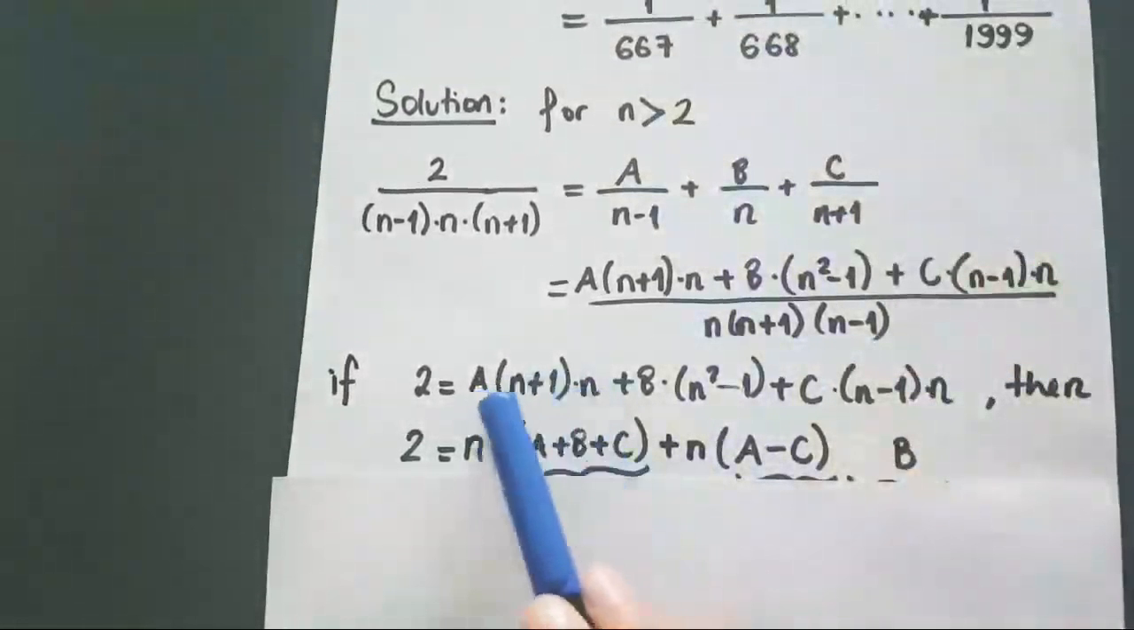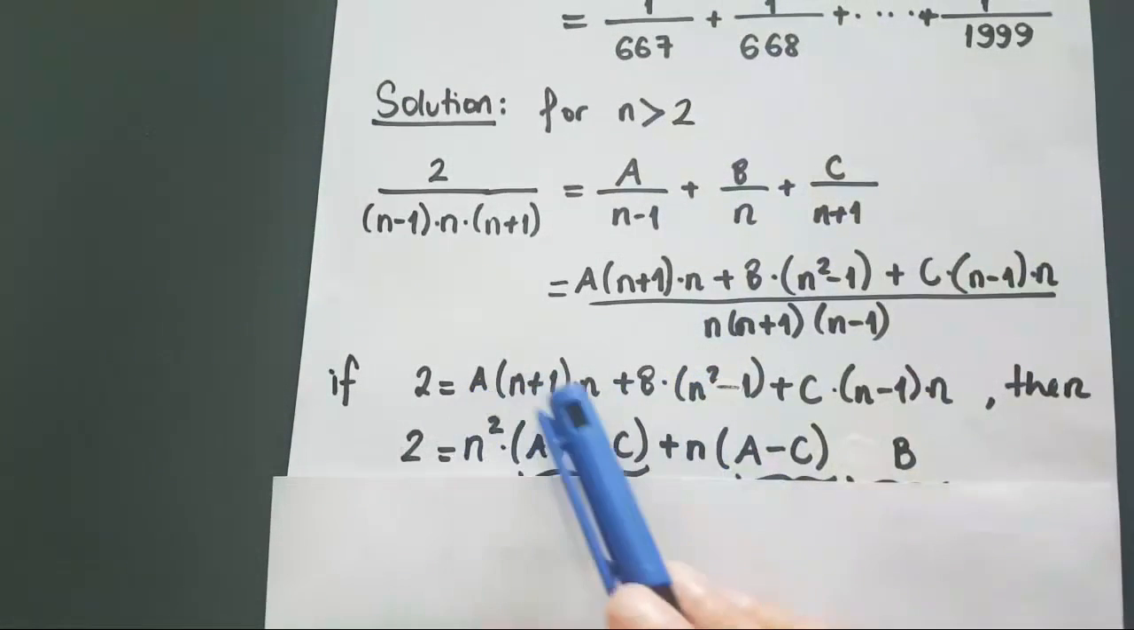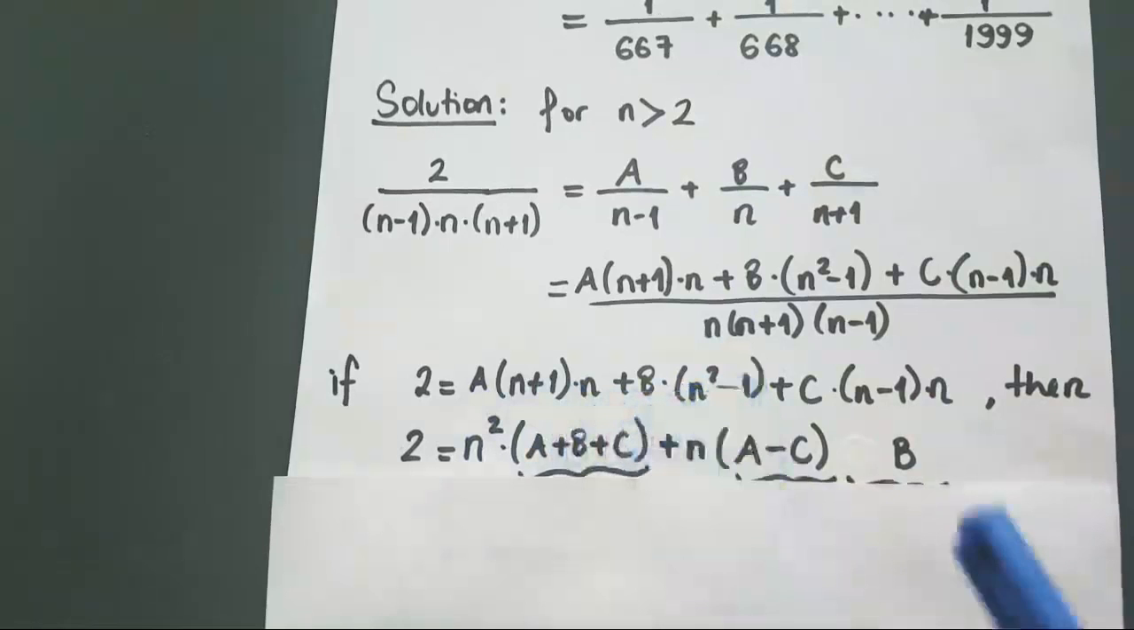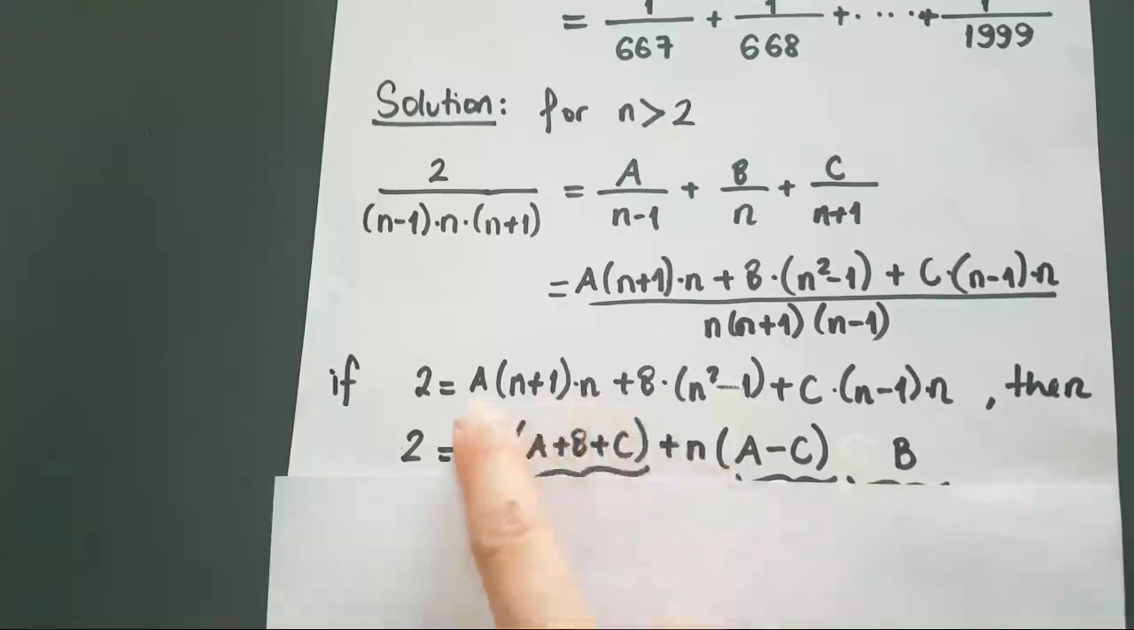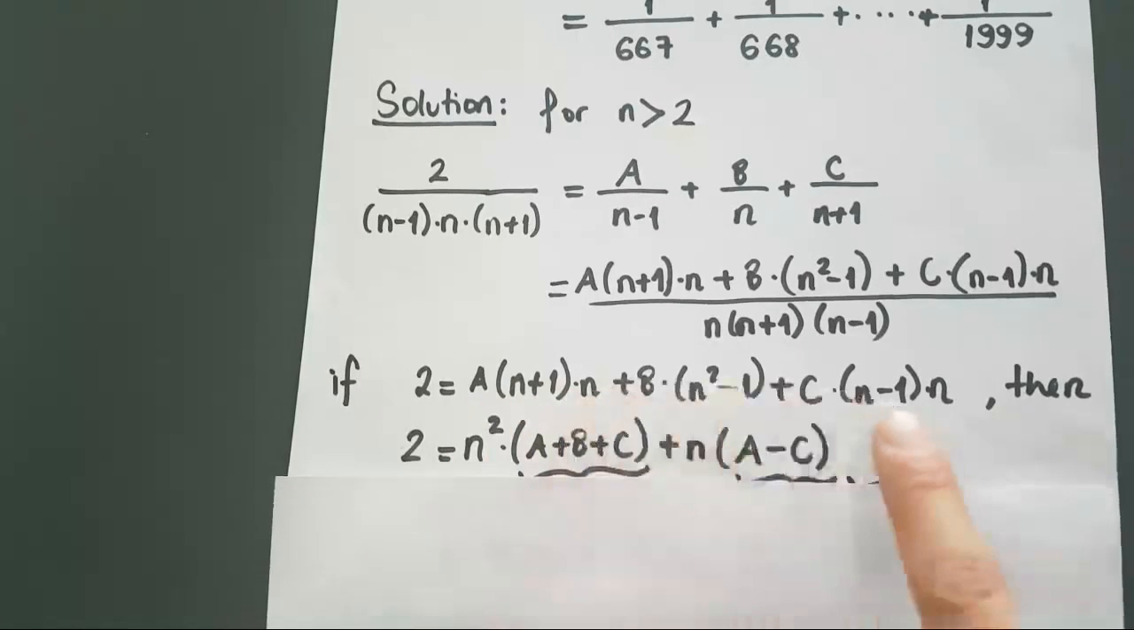From the first one I have a times n squared. From the second one I have b times n squared, and from the third one I have c times n squared. So we can write the equation in this form: n squared times (a plus b plus c). And how many n's do we have? I have a times n from the first one, and I have negative c times n from the third one. So n times (a minus c). And at the end we have minus b.